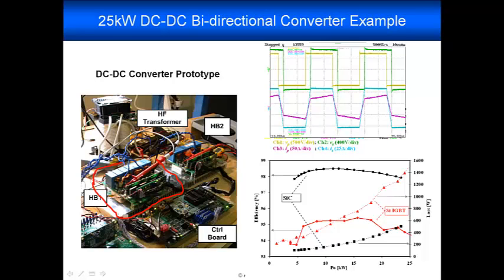This is the control board for the system. These are some operating waveforms, the primary and secondary voltages, and in the lower part the primary and secondary currents. Primary and secondary currents are a little bit different because of the magnetizing current.